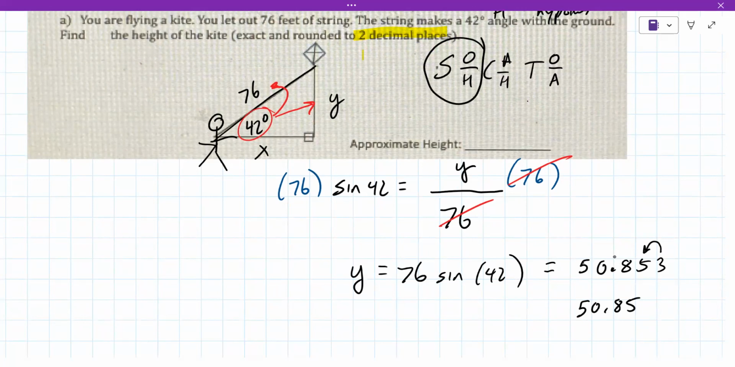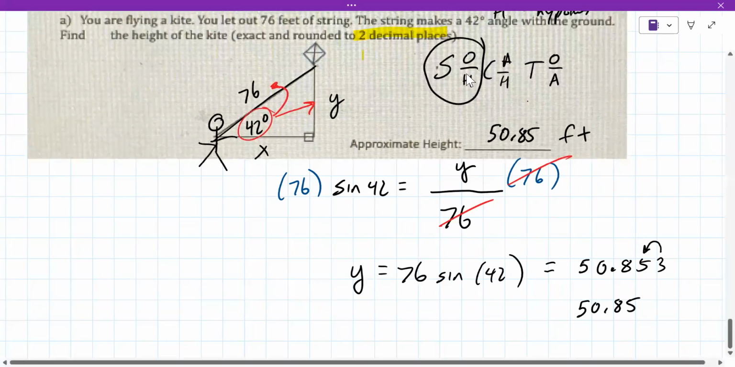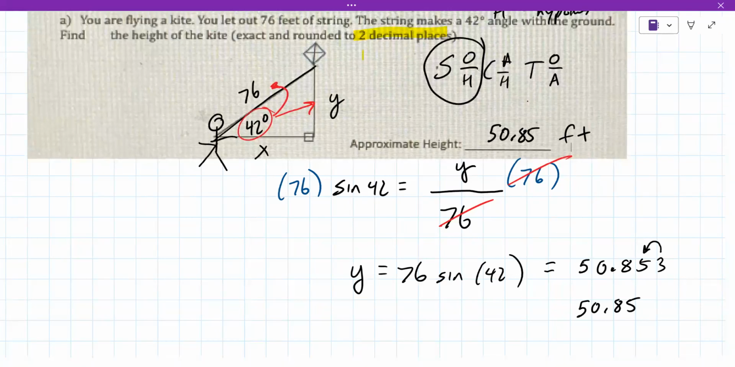So then, yeah, then I guess that would be the final answer to that, correct? With the correct units of feet. So it sounds like we need to quickly review sine, cosine, and tangent.